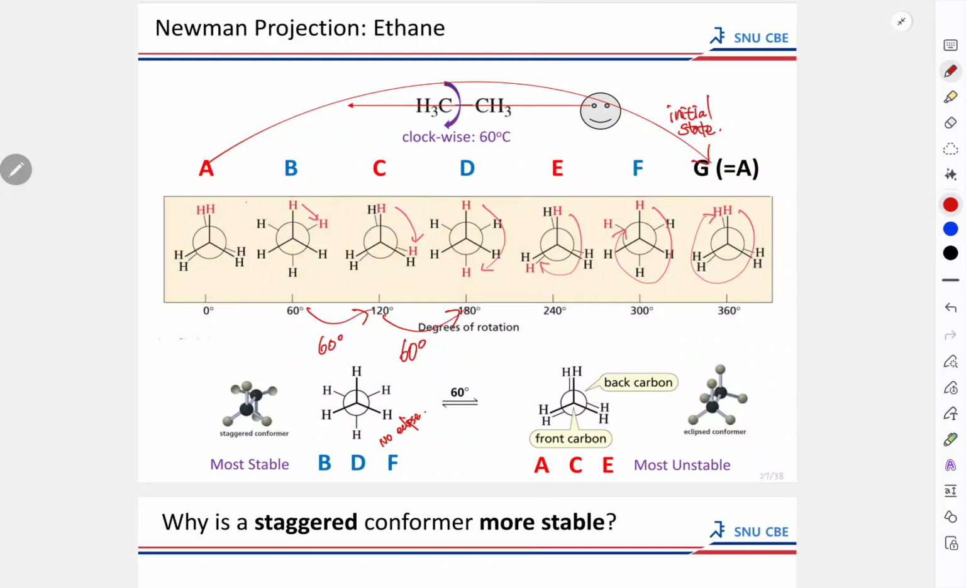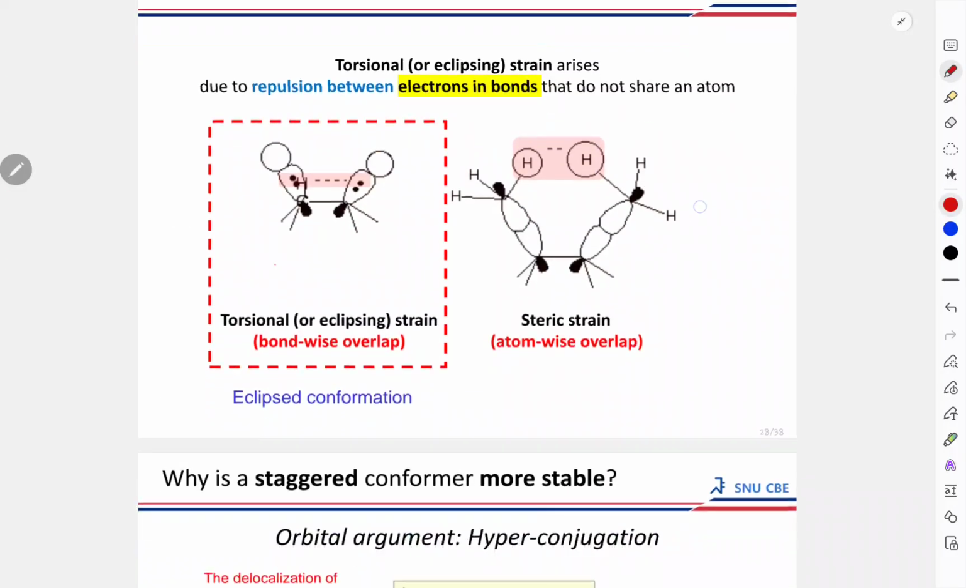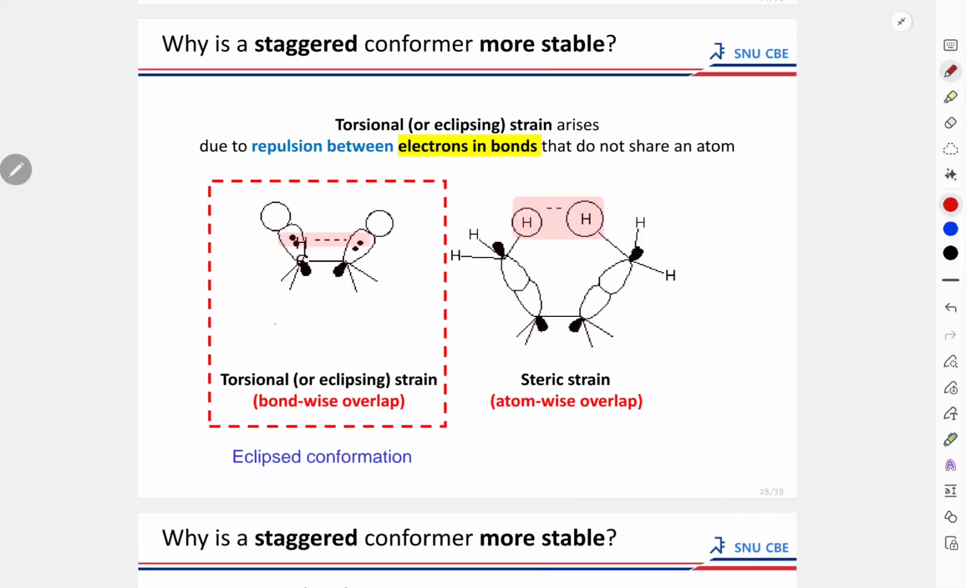Okay, so again, this is the simplest case, simplest case for ethane. And then we discussed the energetics: why the staggered conformer is more stable than the eclipsed one, and there are fundamental reasons.